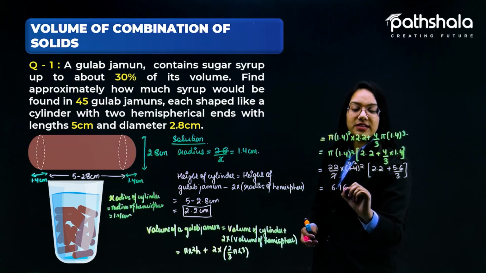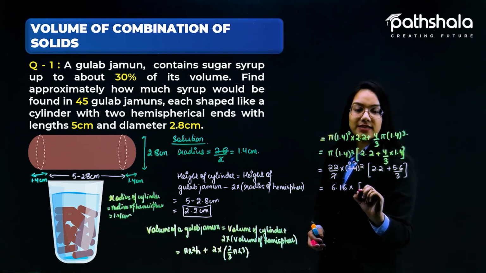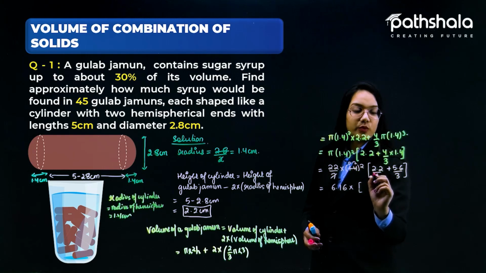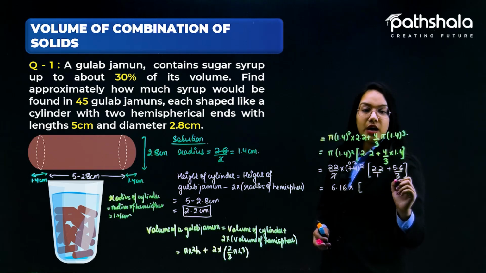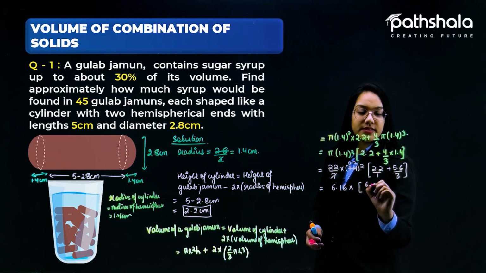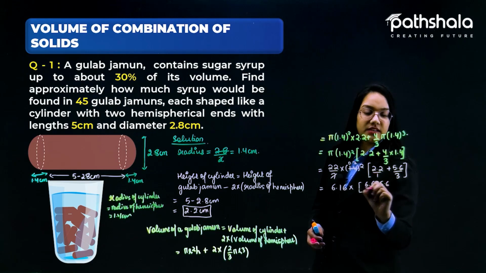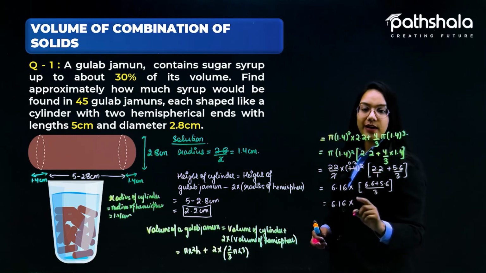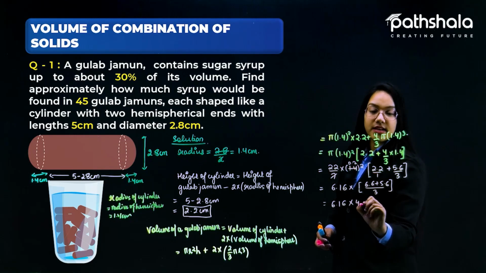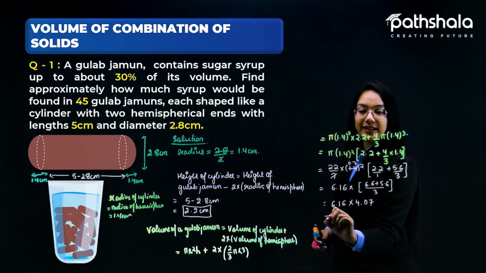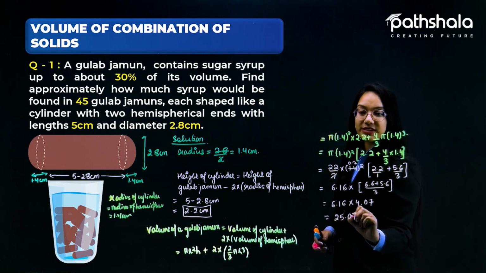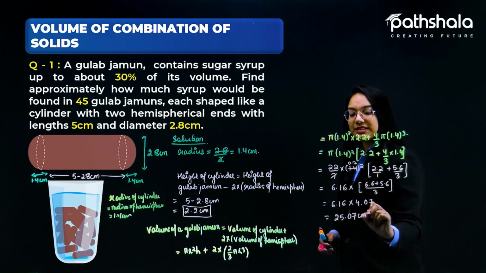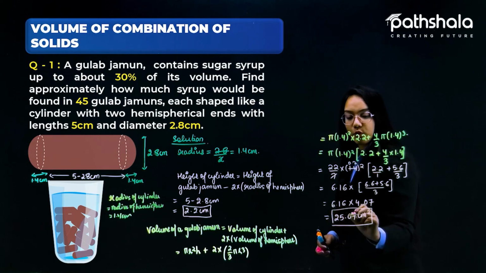again we will get the answer as nothing but 6.16 into, let's take the LCM over here. This would be nothing but 6.6 plus 5.6 divided by 3. When we add all of the values and divide by 3, we will get the answer as nothing but 4.07, and at the end this is nothing but 25.07 centimeters square. So this is actually the volume of one gulab jamun.